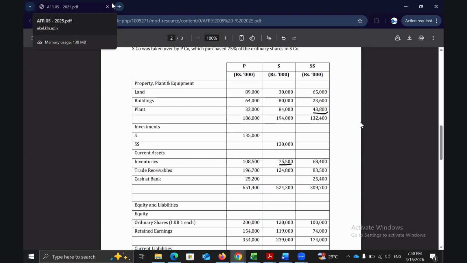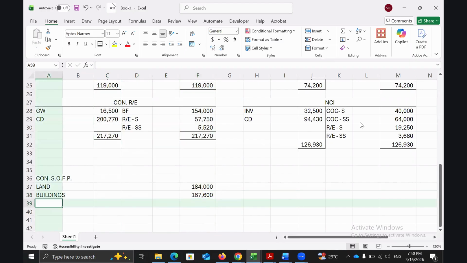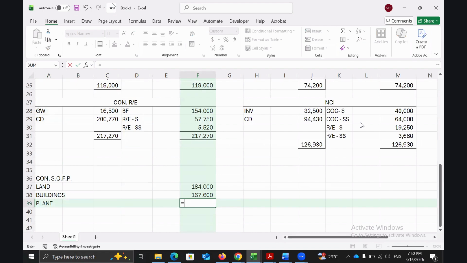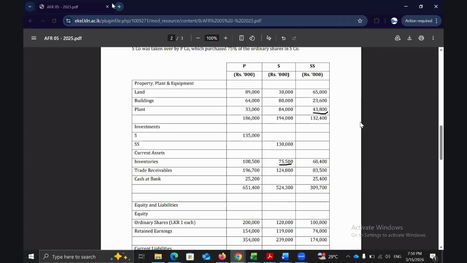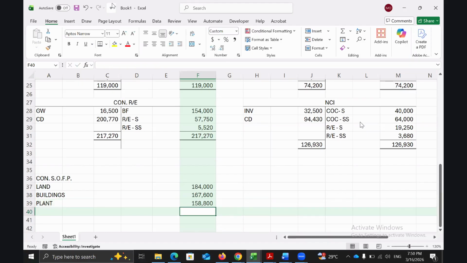Okay. Then for the plant, 3384, but we had an intergroup balance, intergroup profit of 2,000. The plant, then we have 33,000 plus 84,000 plus 43,800, but minus 2,000. Can you remember that one? අපිට එහෙම එකක් තිබ්බ නේද?